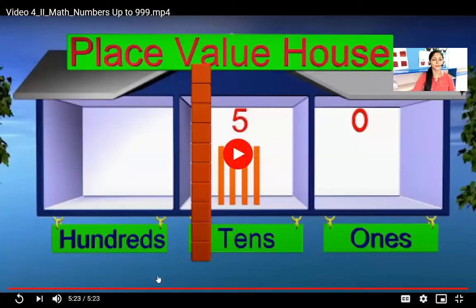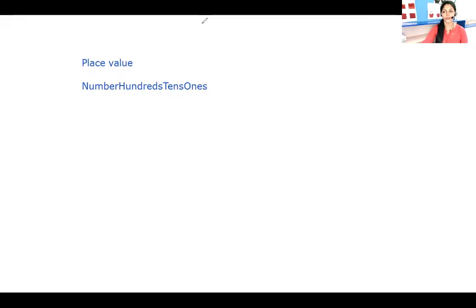Okay, so that was about place value and face value. That explains what place value is, isn't it? So now let us learn how to write the numbers in place value and face value. Okay, so I would be sharing the whiteboard. Okay, so here I have the whiteboard.